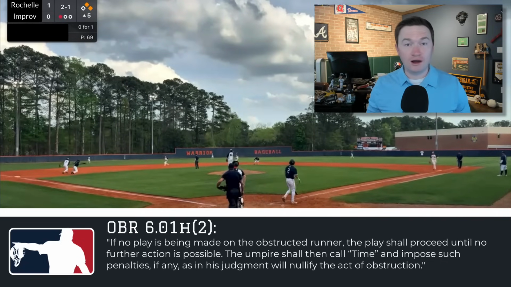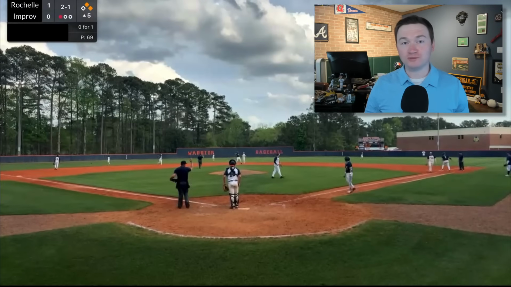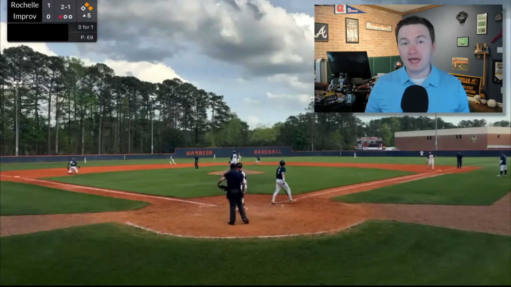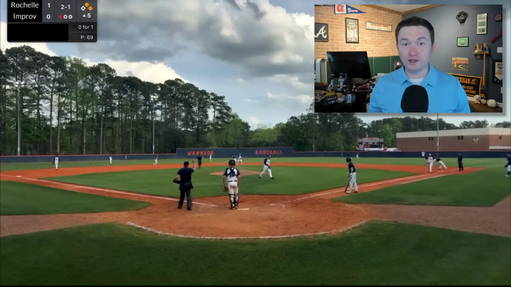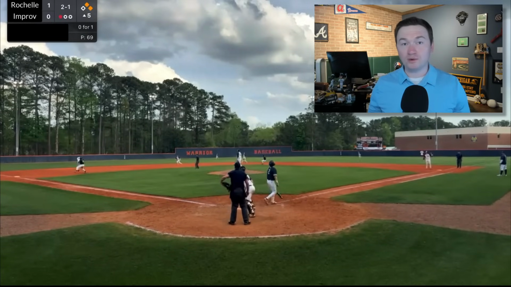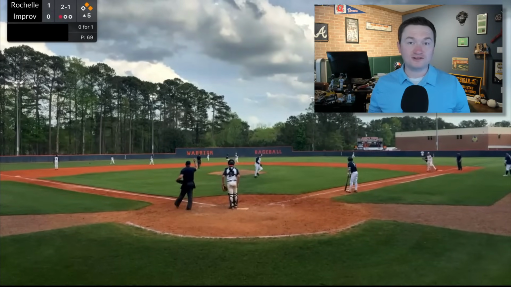So in OBR, this would qualify as type 2. And that's interesting because with type 2 obstruction, we then have the option to put the runners wherever we believe they would have made had the obstruction not occurred. That means on a play like this, we could simply award the runner just back to second, or if we think the runner would not have made it back to second base regardless of the obstruction, then we could stick with the out.